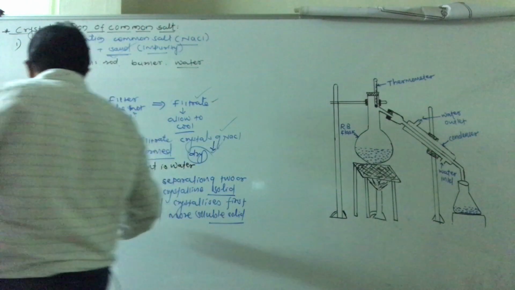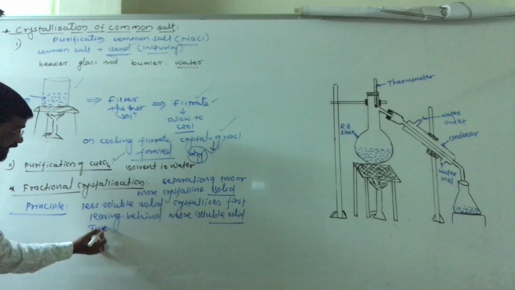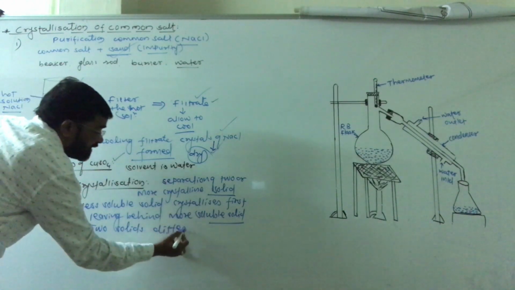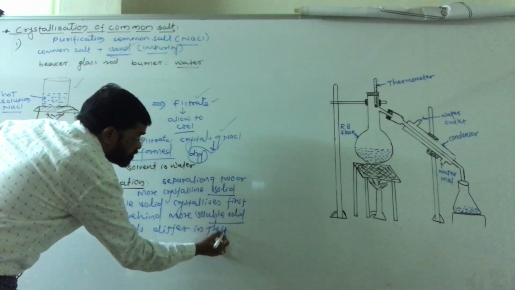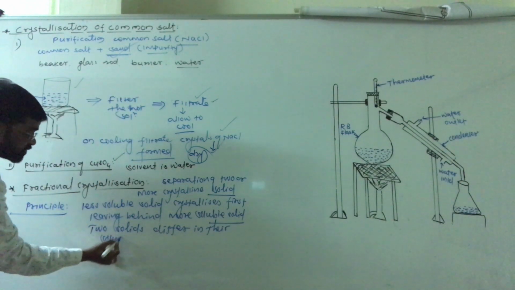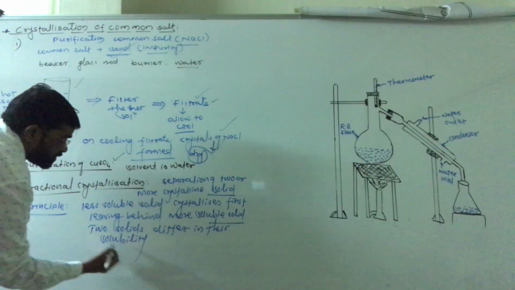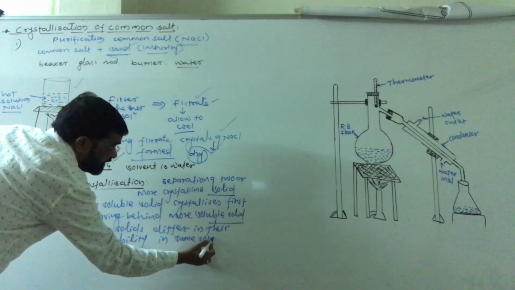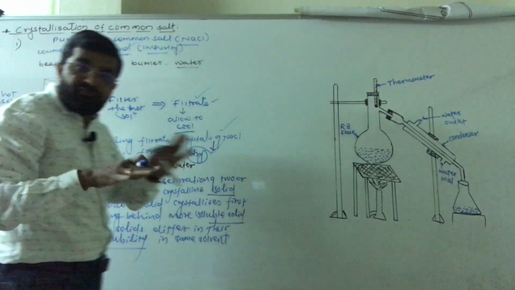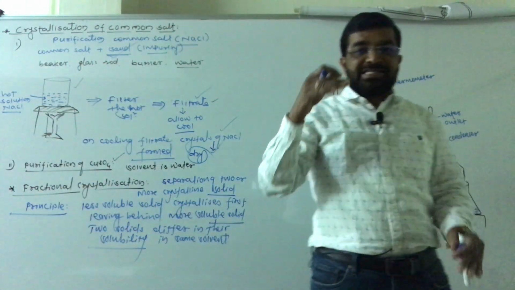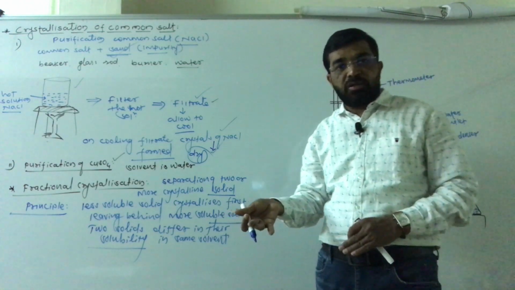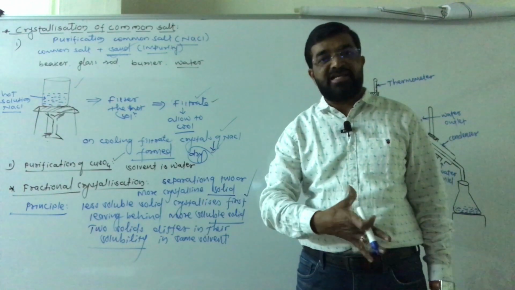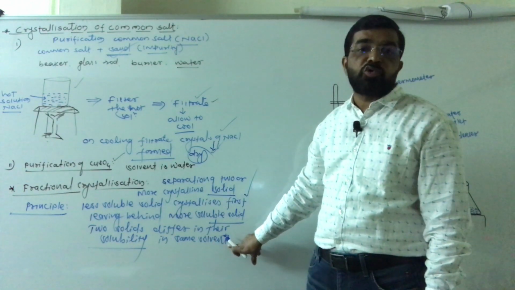So the two solids should differ in their solubility in the same solvent. They have different solubility. One is less soluble and one is more soluble. So the less soluble substance will crystallize first during the crystallization, leaving behind the more soluble substance.